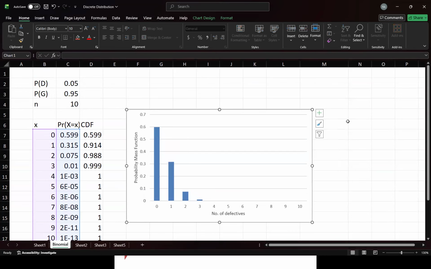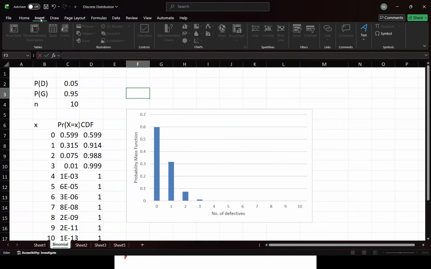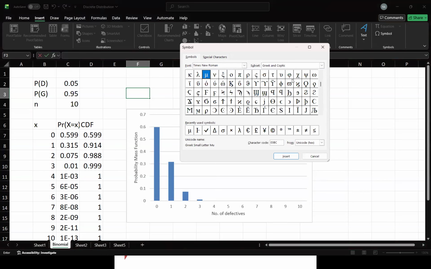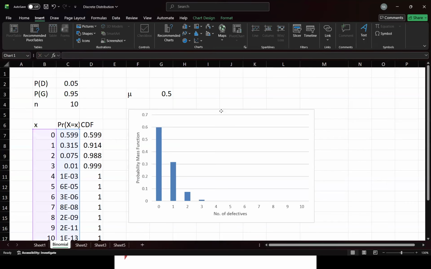And let's see the value of mu, the average value. For the mu value, I should insert the proper symbol so that the students learn how to find the symbols. There is a gallery of symbols, so the mu symbol. In case of binomial distribution, we found that it is to be calculated as n times p. So I can pick up the p value from here. So the mu value is 0.5.